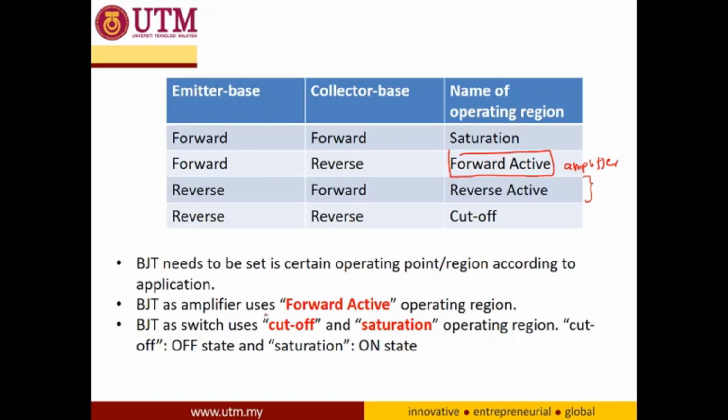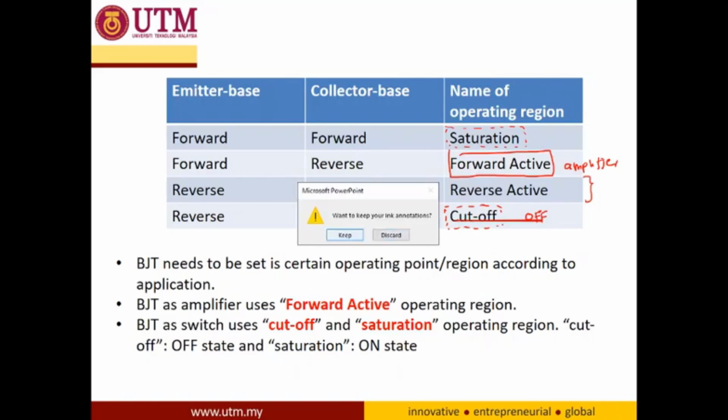But if you want to use the BJT as a switch, you will use the cut-off and the saturation regions. The word cut-off here means cutting off the current, so there is no current. Current is 0. So this is the off state.